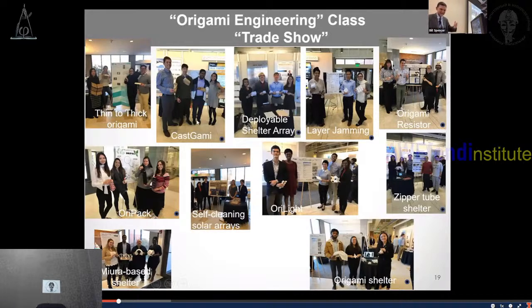And then you can see here interesting projects like this. A group here was in bioengineering. They did cast-gami, something inspired by origami for casting, so that it is more comfortable for the patient, an origami resistor, orilight, shelters, and so on.